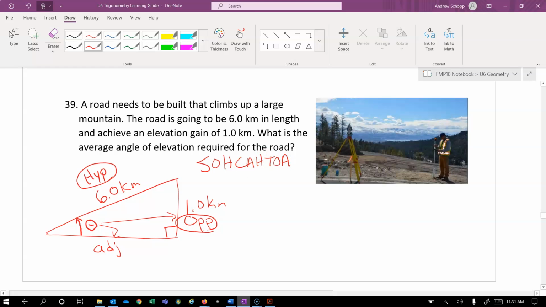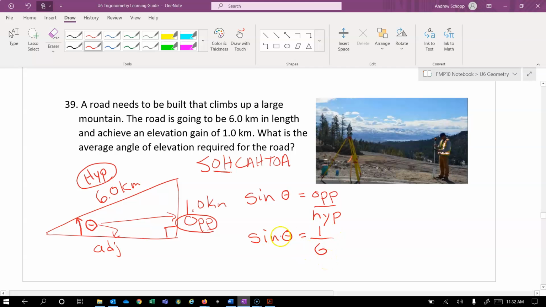You pull out your acronym here, SOHCAHTOA. Opposite and hypotenuse, the O and H, are in the sine function. So we write the sine of theta is equal to opposite over hypotenuse. Substitute in the values we know. Sine of theta is equal to 1 over 6.